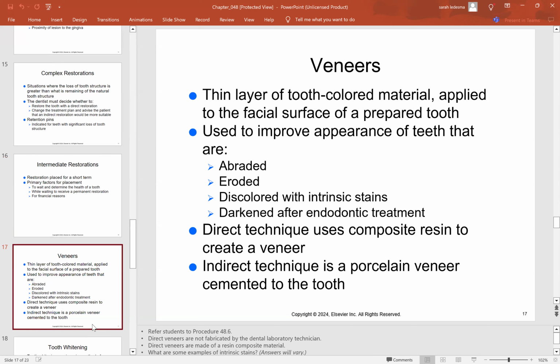This chapter speaks about veneers. This is a thin layer of tooth-colored material that's applied to the facial surface of a prepped tooth, generally used for aesthetics. A direct technique uses composite resins, like our filling material, to create a veneer in the chair. Indirect technique is where we could use a porcelain type and then cement this to the tooth.